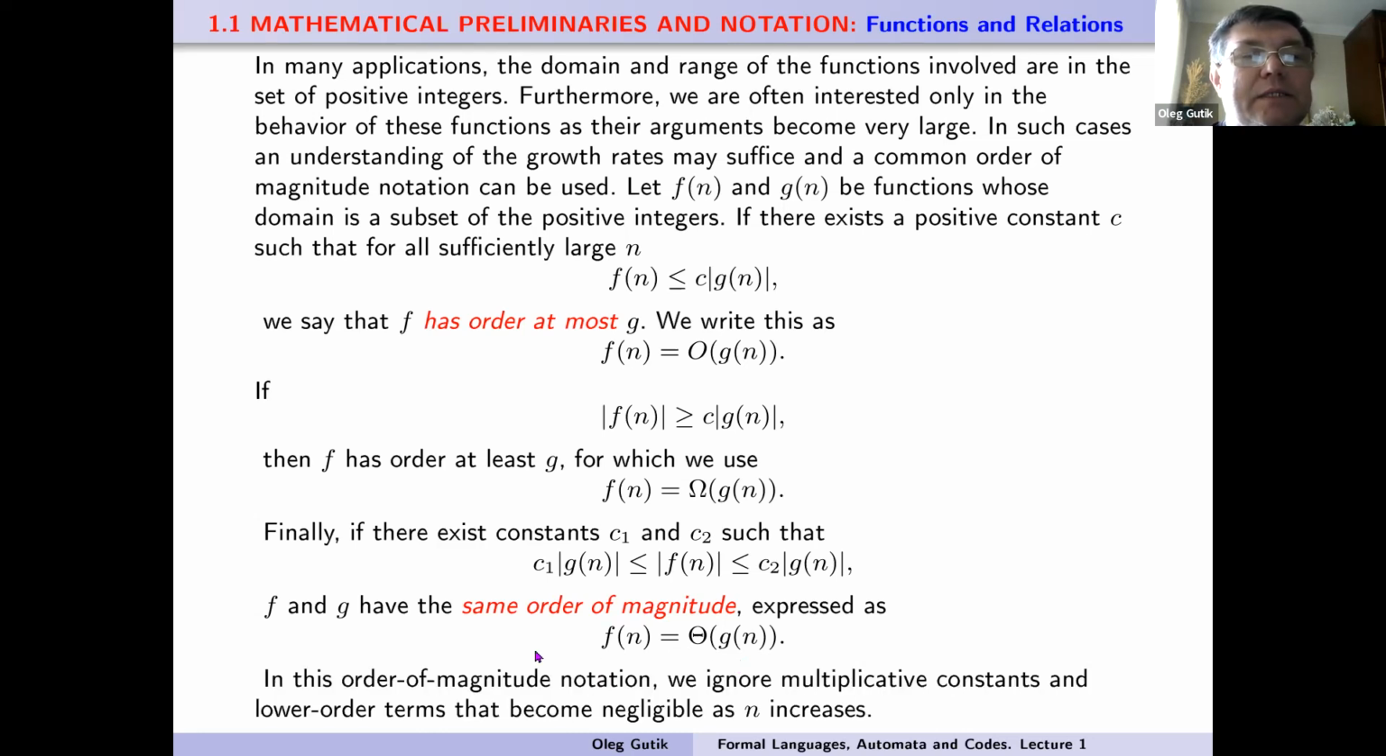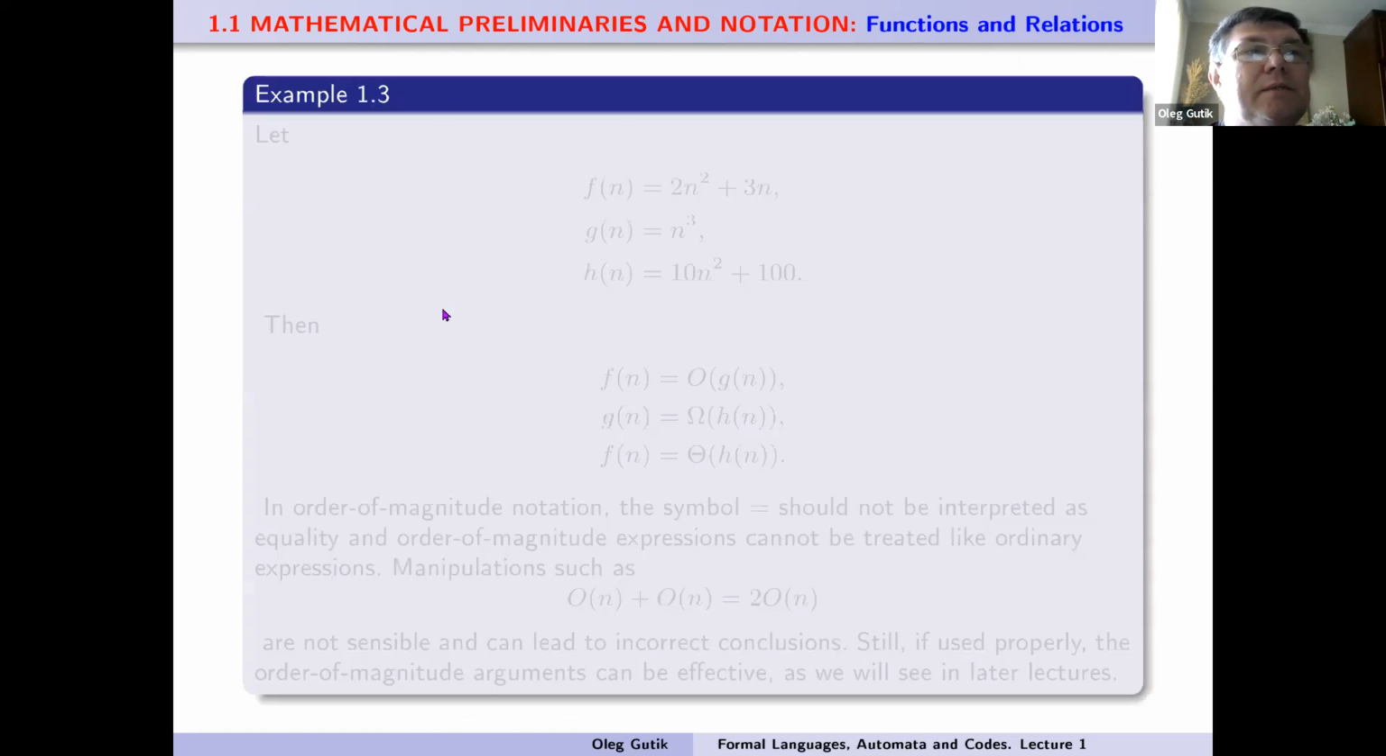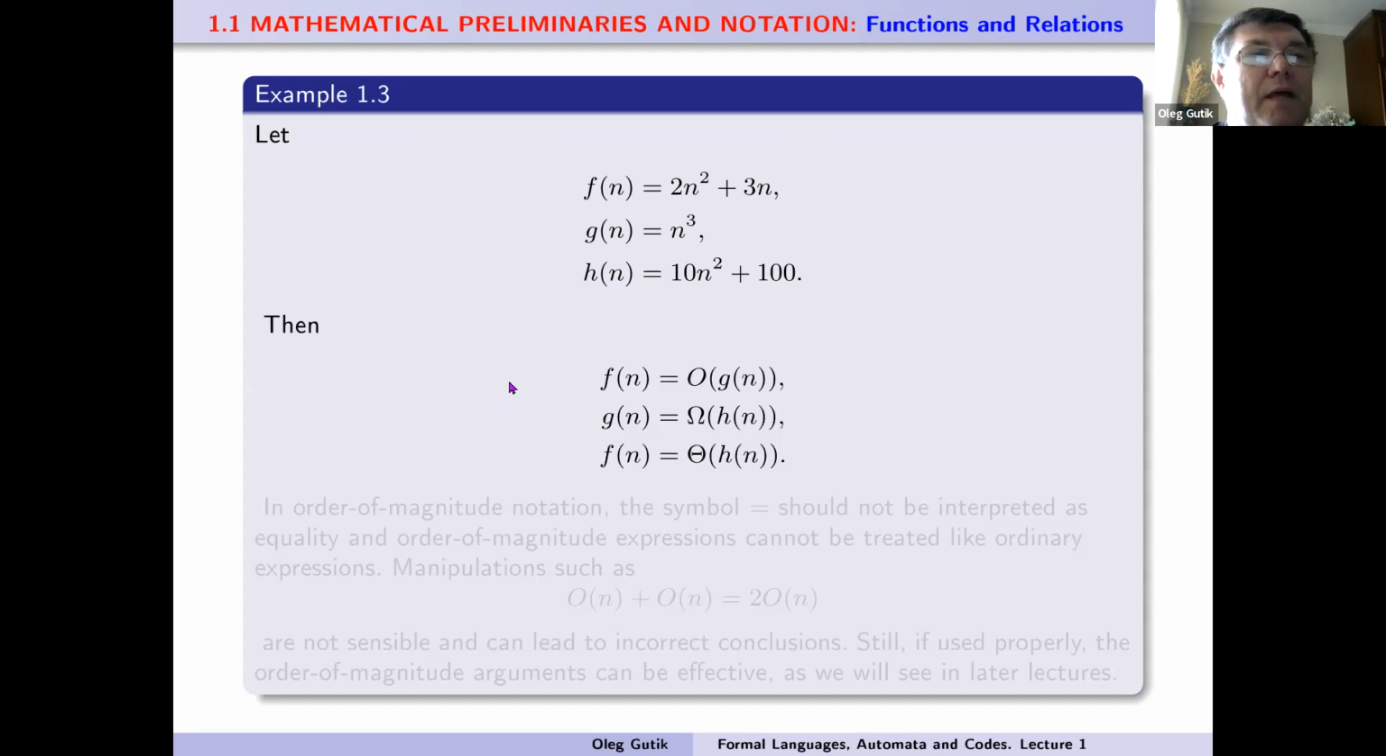In this order of magnitude notation, we ignore multiplicative constants and lower order terms that become negligible as n increases. Example: let f(n) be equal to n squared plus 3n, g(n) be equal to n to the power 3, and h(n) be equal to 10 multiplied by n squared plus 100. Then we have that f(n) is equal to O of g(n), g(n) is equal to Omega of h(n), and f(n) is equal to Theta of h(n).